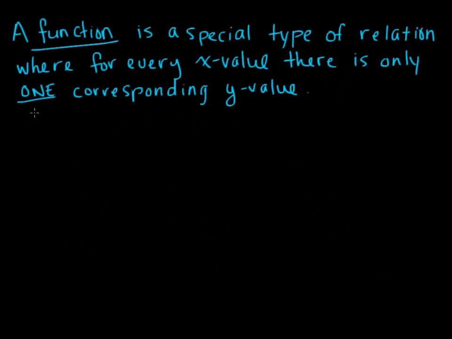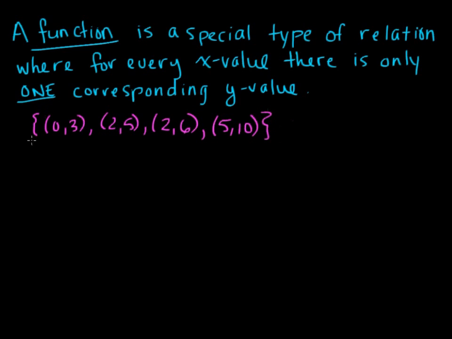A function, which is the main topic of this grade 11 math course, is actually a special type of relation. But for a function, every x value has only one corresponding y value. It cannot have more than one corresponding y value. So here's a relation. We're going to test to see if it is possibly a function or not. So we've got this set of four ordered pairs: (0, 3), (2, 5), (2, 6), and (5, 10).